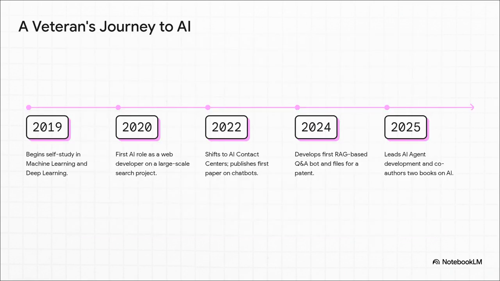And look, this isn't just a theory. This is a real-world timeline of a software veteran with 20 years of experience who made this exact transition. It didn't happen overnight. It started with self-study, then leveraging their existing web dev skills on a project that was AI adjacent. From there, it was a strategic progression, focusing on a niche, publishing their work, building their first RAG system, and eventually leading development of advanced AI agents. This is a real, achievable path.